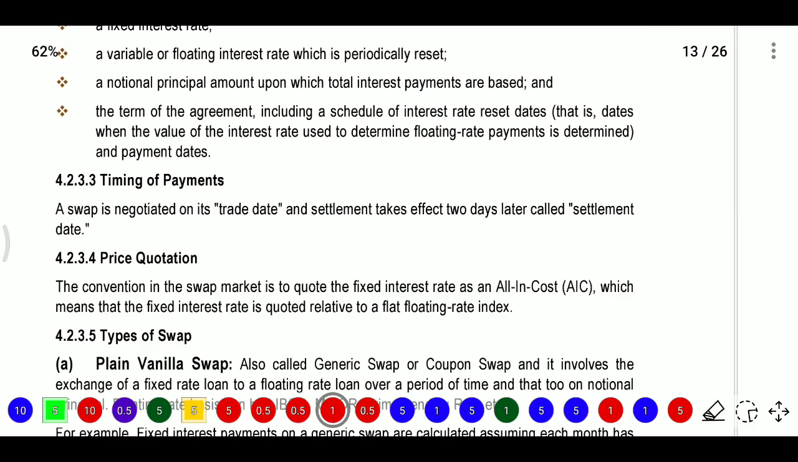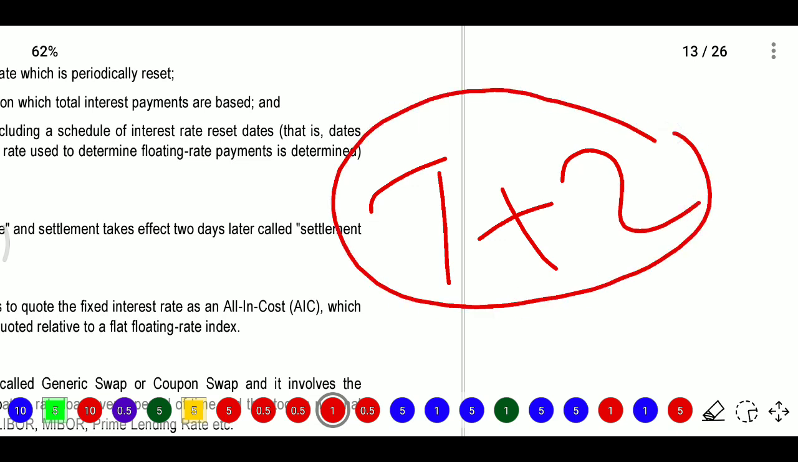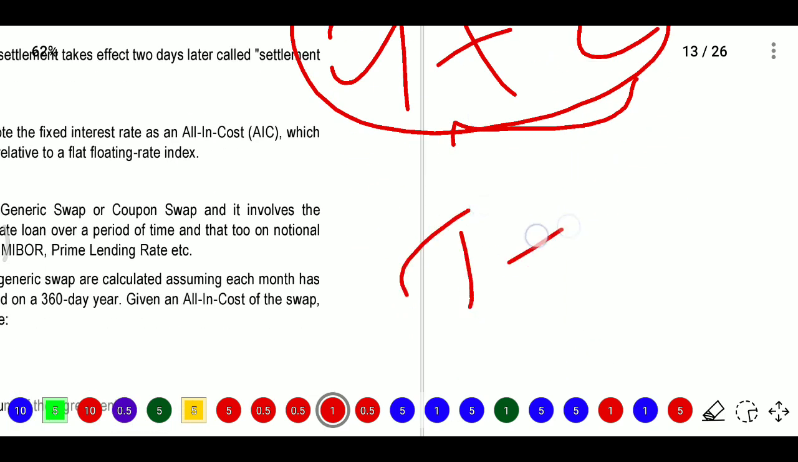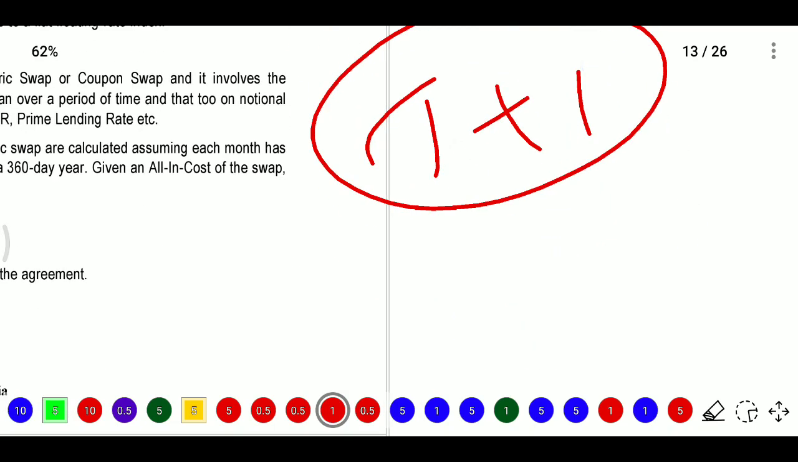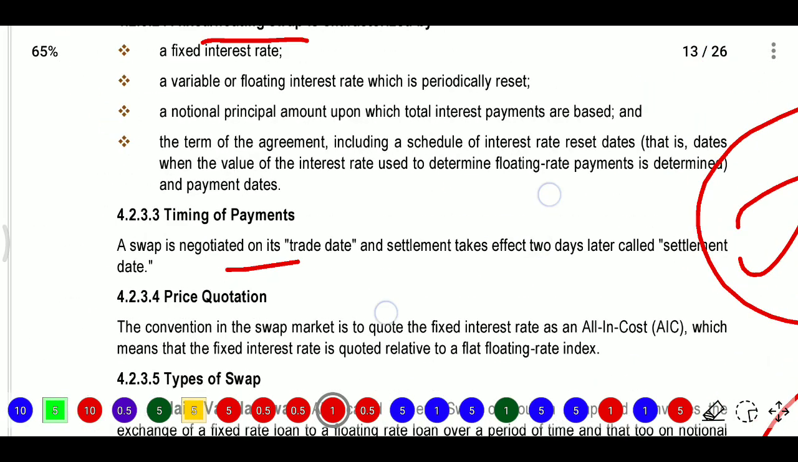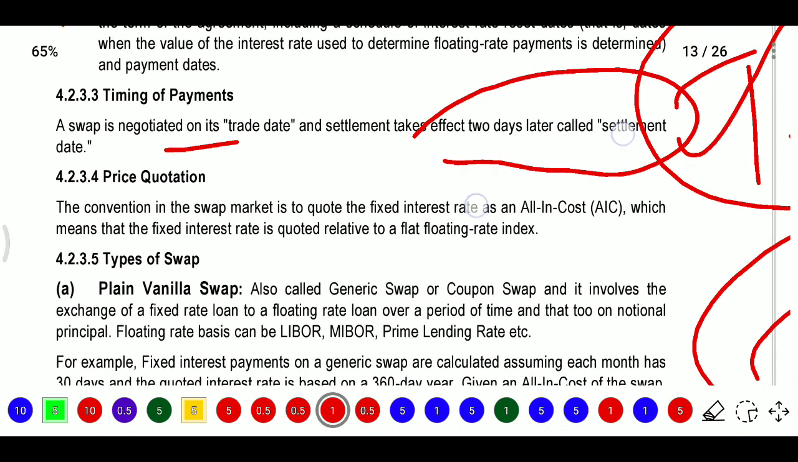Now, timing of payment: a swap is negotiated on its trade date and settlement takes effect 2 days later. Here settlement means T plus 2 days. For example, T plus 2 days means you have done the transaction on one day and it will take 2 days for the shares to be credited to your account, but that is in the USA. In India we have been following T plus 1 day from February 2020, I think, and we are planning for T day only. Now, from the exam point of view, we need to use T plus 2 days because they provided T plus 2 days as the settlement date.